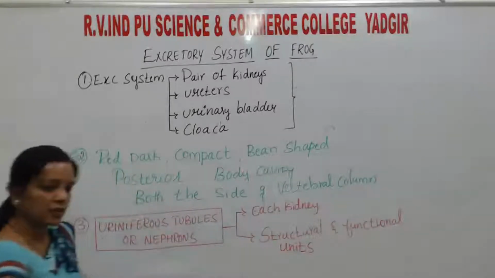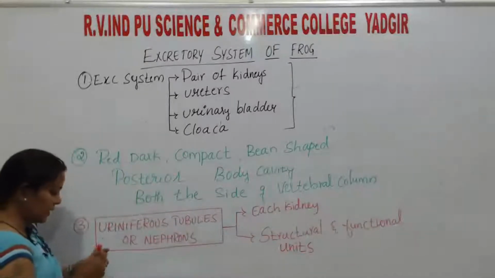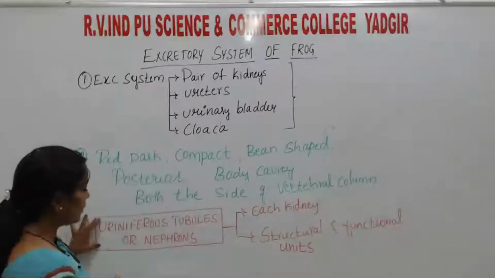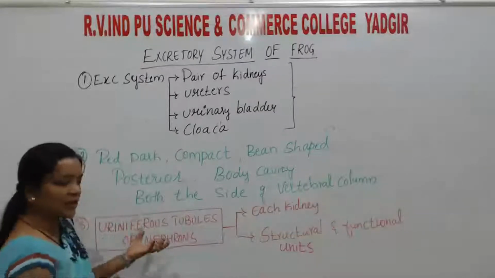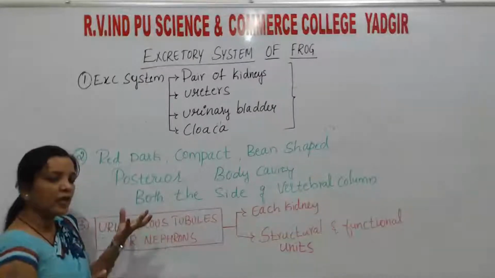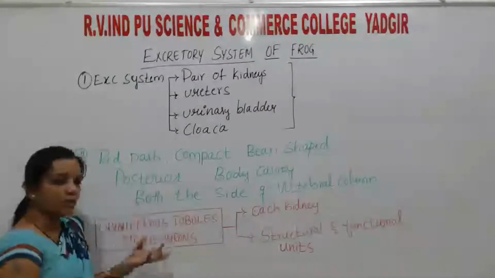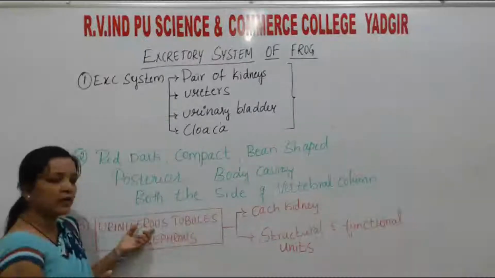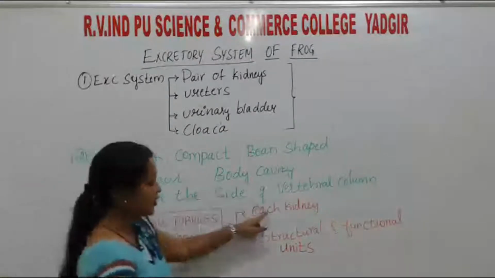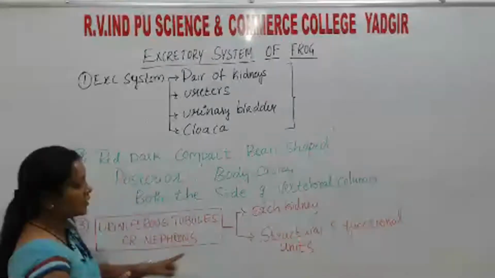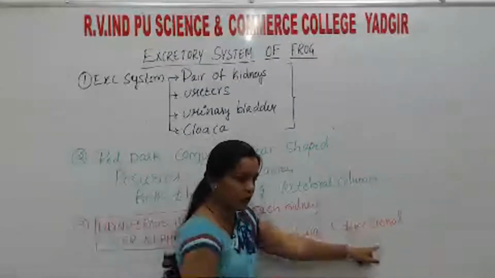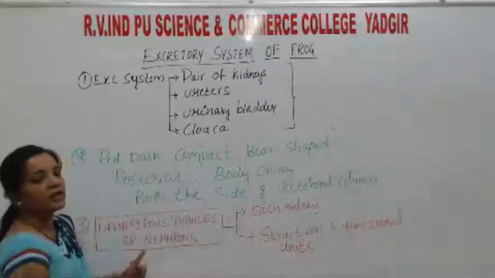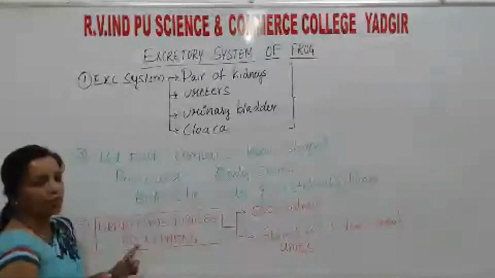This is the third point. Remember it in a flow chart so that it will be easy for you to remember these points. In the kidney, we have special units called nephrons, also called uriniferous tubules. In each kidney, there are structural and functional units which are named nephrons.